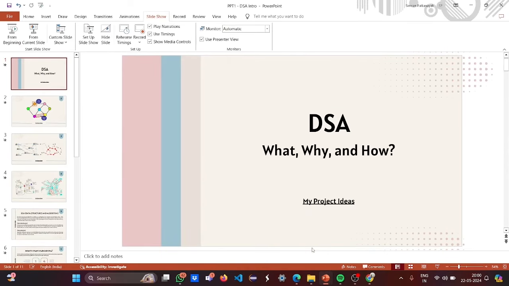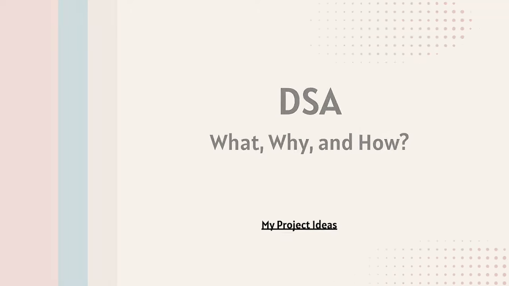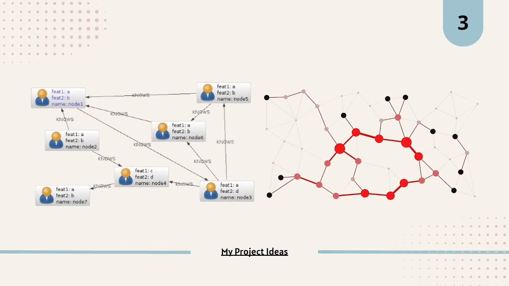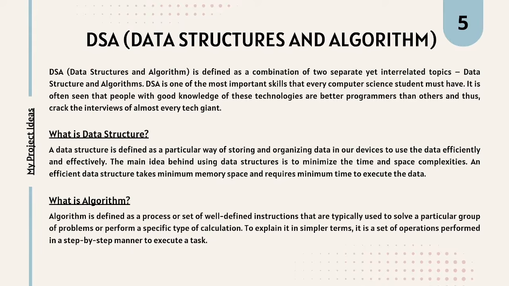Now, I know you're excited. Let's start the most awaited course, DSA: what, why, and how. So all this I have already shown you. Let's just quickly go to the next slide from where we are going to start our course. Here it is. DSA, data structures and algorithms. It's defined as a combination of two topics, guys: data structures and algorithms. It is again a most important skill that every computer science student must have. Not only computer science students, if you are from any other field and you want to get into the computer science field, the IT sector, which is booming right now, you have to have knowledge of DSA.